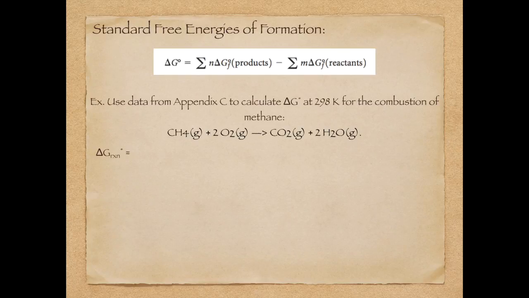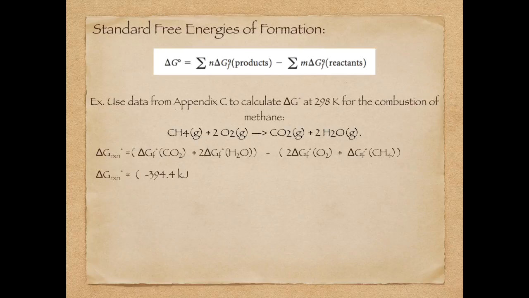Okay? So your standard free energy change equals the standard free energy of formation of carbon dioxide, which is your product, plus the standard free energy of formation of water times 2, because there are 2 moles of water. And then I'm going to take those, add them together, and subtract the standard free energy of formation of oxygen times 2 plus the standard free energy of formation of methane. Okay? Now, the standard free energy change for this reaction equals, and well, I'm going to look up these values in Appendix C.